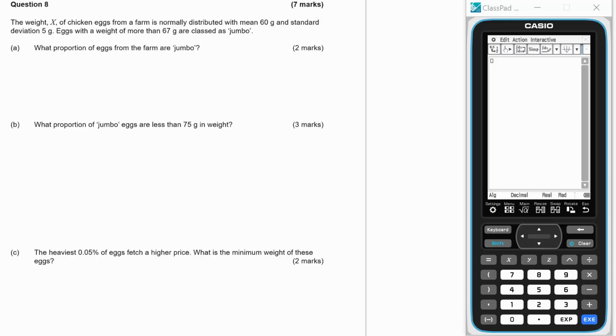The weight X of chicken eggs from a farm is normally distributed with a mean of 60 grams and a standard deviation of 5 grams. Eggs with a weight of more than 67 grams are classified as jumbo. What proportion of eggs are jumbo?